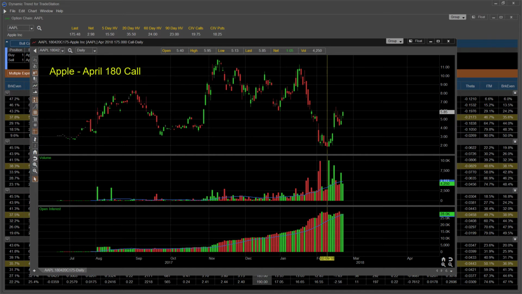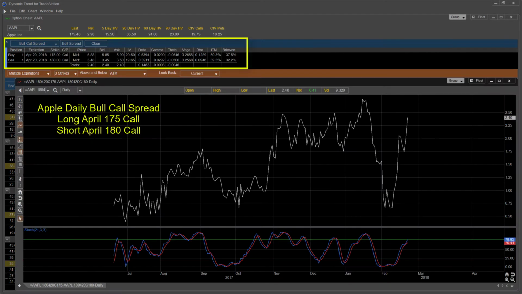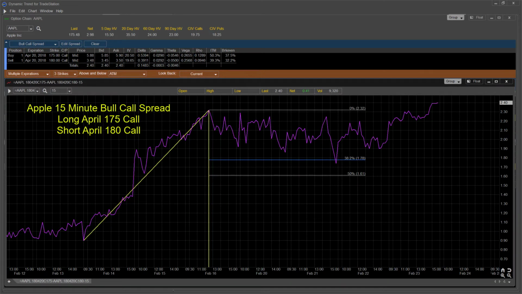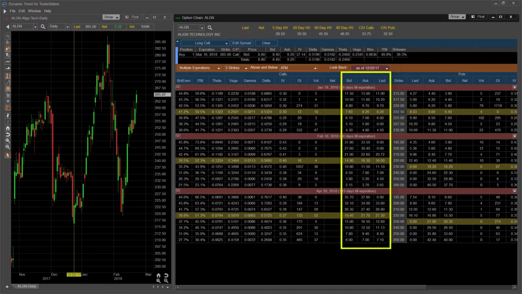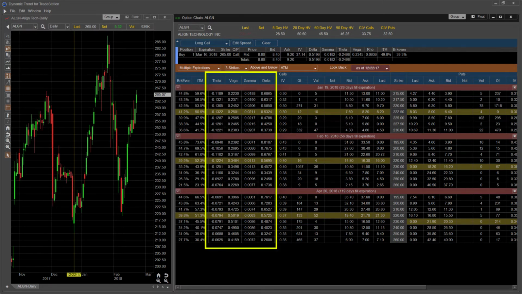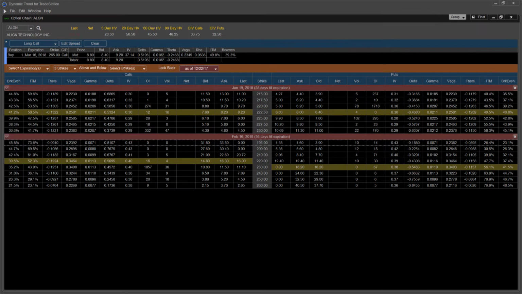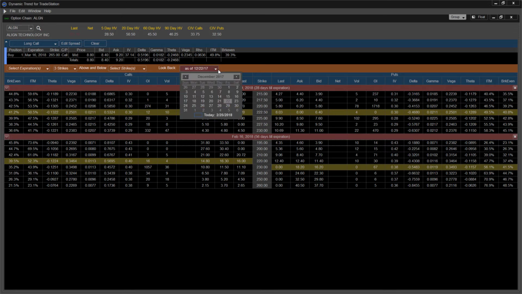Chart historical prices of any option, or chart the closing spread values with studies applied, including intraday timeframes shown here with Fibonacci. Click on any bar on the chart to view historical option prices. Closing bid-ask and last trade prices are displayed along with all the Greek values for the selected day. Or select a historical date manually.